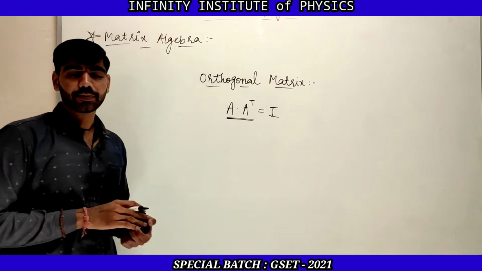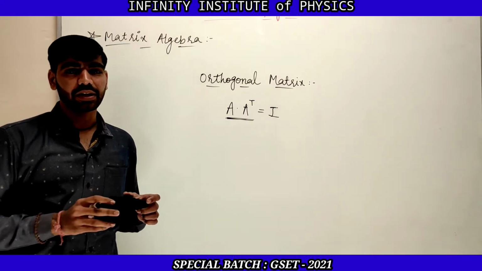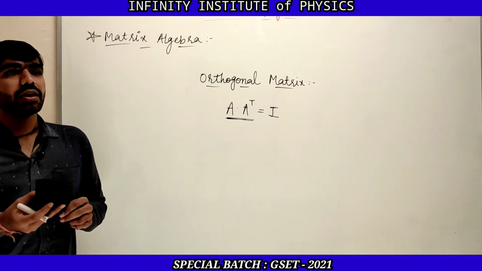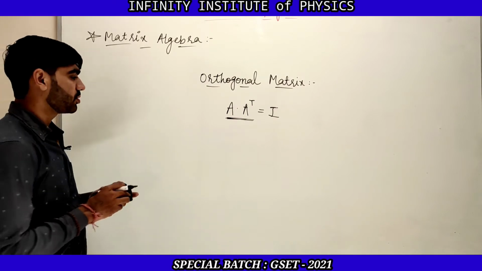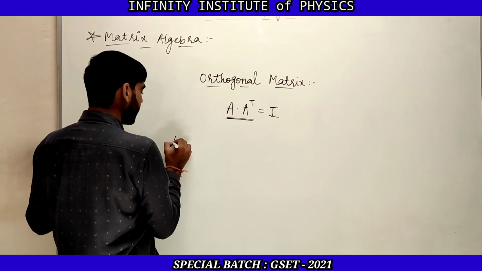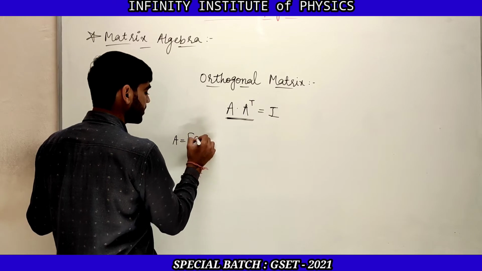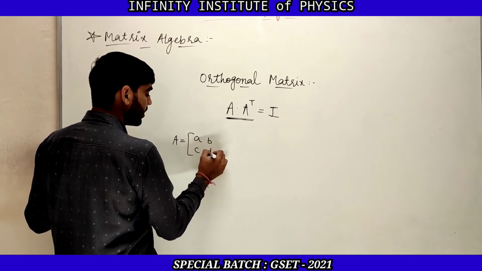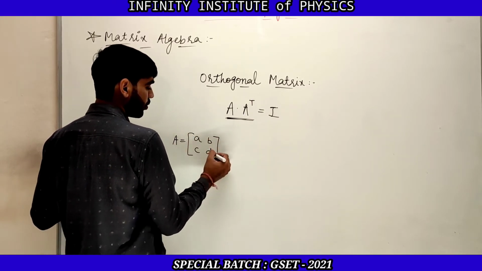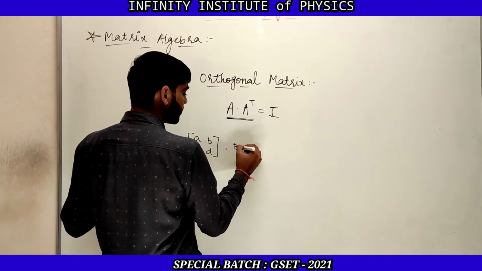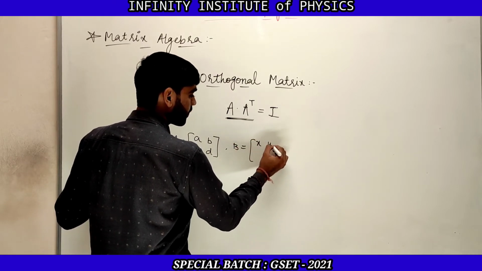And I hope that you are all aware of how to multiply two matrices. Let me again explain by considering one example. Suppose we have 2 by 2 matrices, A is equal to A B C D and B is equal to X Y Z W.